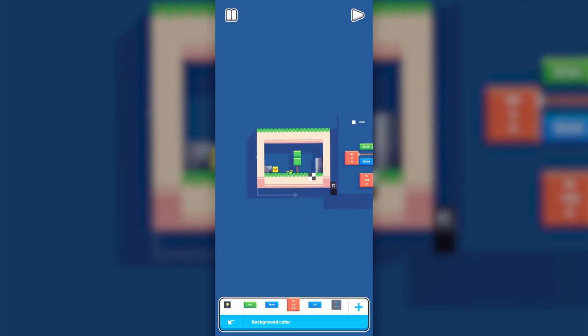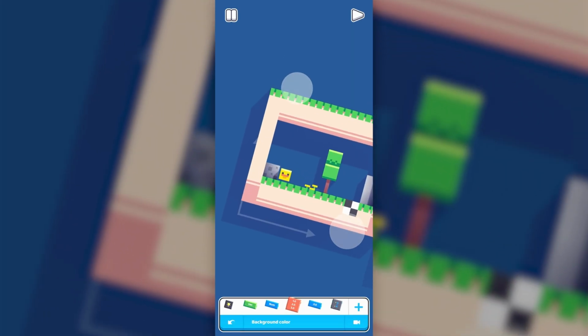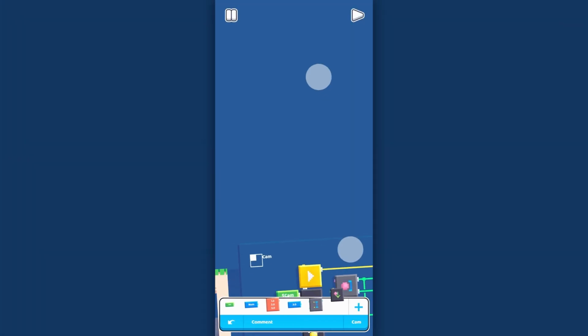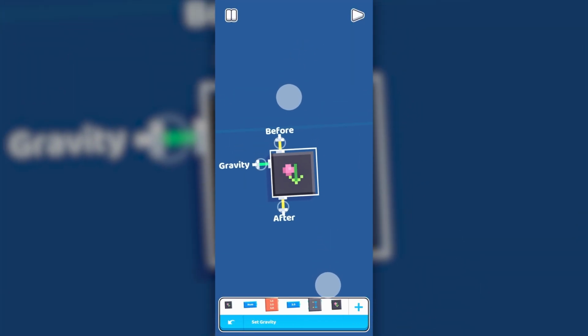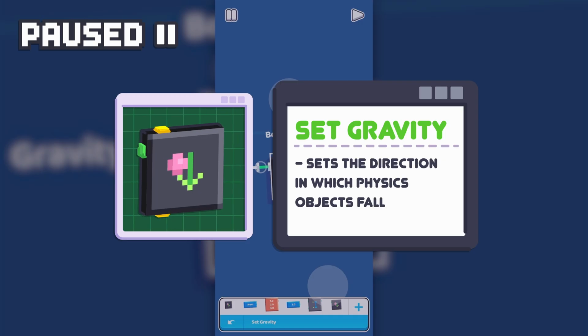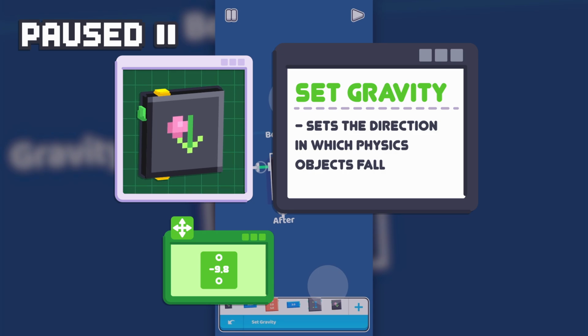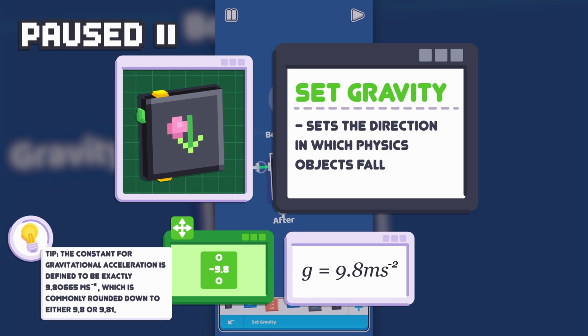Now, seeing that in a way this is a physics-based game, we need to implement some gravity into our level. And for that, we would need this block called setGravity. This allows us to control the direction and strength of the world gravity. By default, every level has a gravity of -9.8 in the y-axis, just like in the real world. This really only affects how physics objects fall.